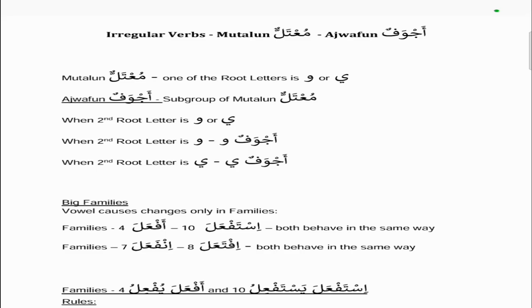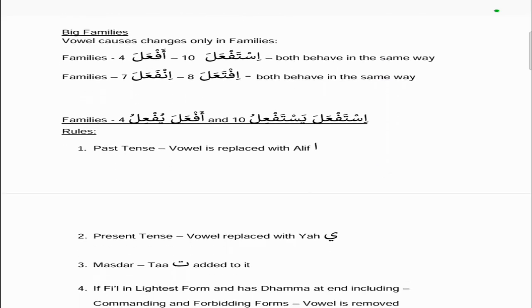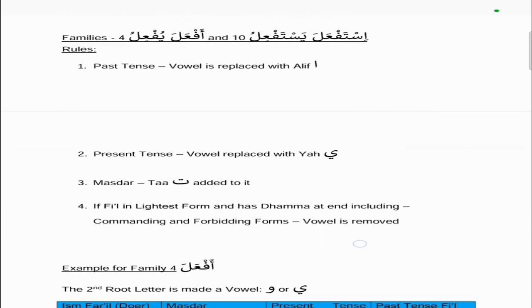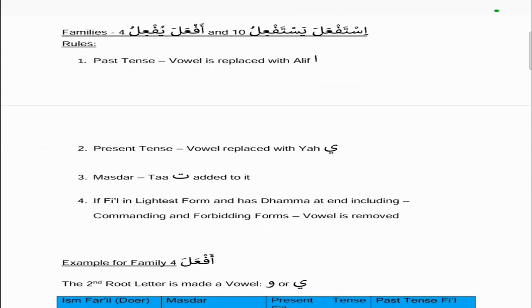So in the big families, the vowel causes changes only in the following families. Family 4, which is afala yufilu, and family 10, istafala yastafilu. They both behave in the same way. And family 7 is affected, infa'ala yanfa'ilu, and family number 8, ifta'ala yafta'ilu. Both behave in the same way. So if you look at families 4 and 10, the rules apply to both. In the past tense, the vowel is replaced with alif.